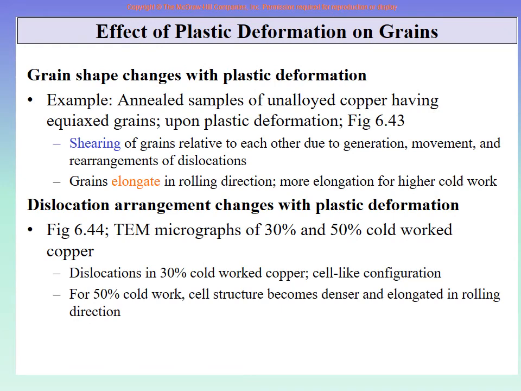We are continuing with effect of plastic deformation on grains. One effect is that grain shape changes with plastic deformation. Now, we are not talking of strength. What happens to the grain? You just saw some grains there. So, when we do a large plastic deformation, then the shape of the grain may change. We will show you in the next figure some shearing of the grains.